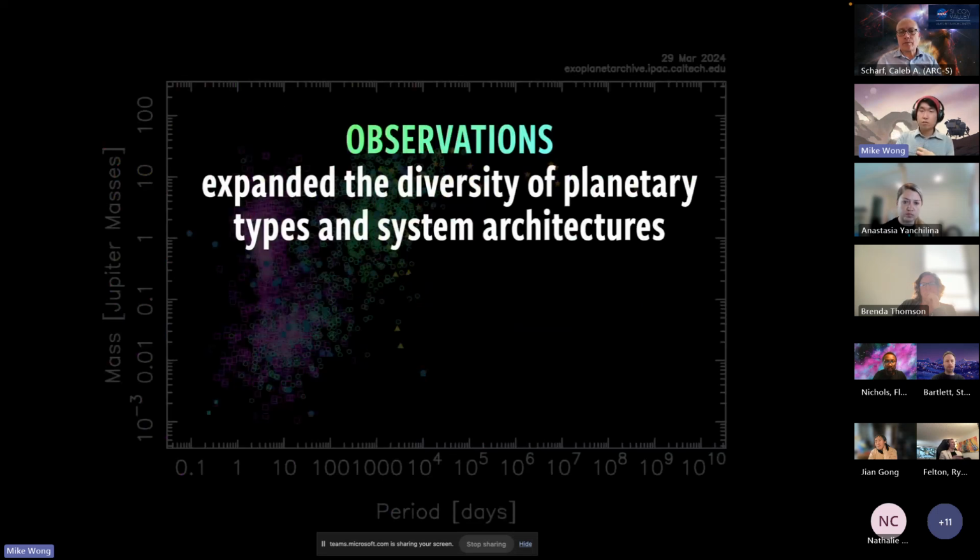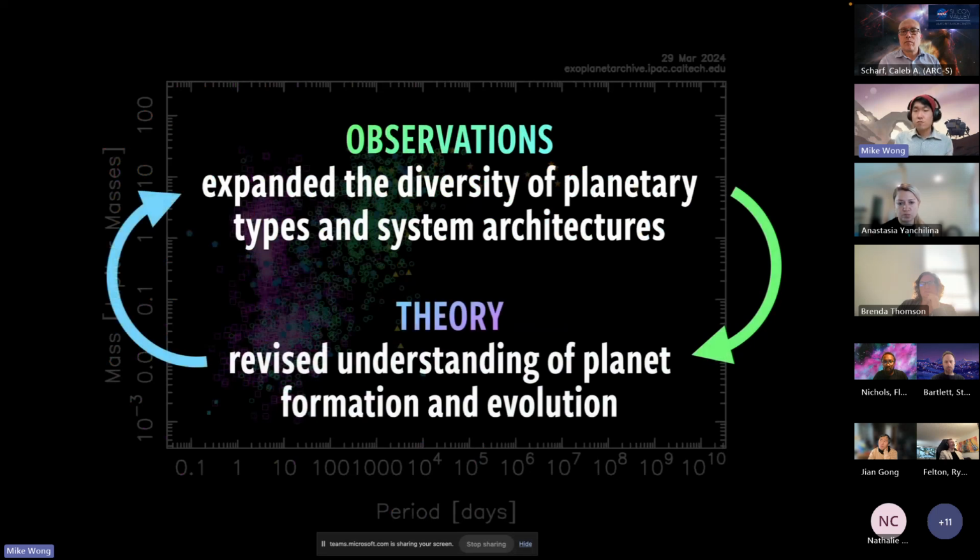So what has the exoplanet revolution given us? Well, our observations have really expanded the diversity of planetary types and system architectures that we know exist in the cosmos. You know, who ordered hot Jupiters and lava worlds and the TRAPPIST-1 system with 7 Earth-sized planets lined up like peas in a pod? Now, these observations, in turn, revise our theoretical understanding of how planets form and evolve. We have to now explain how all of these wild worlds came to be. And then, of course, these theories then guide our future observations. What data do we need to go for next to help distinguish between our various models and narratives for planet formation and evolution?